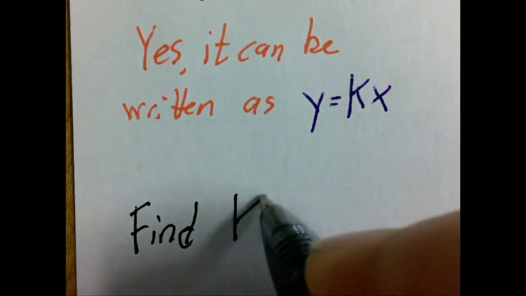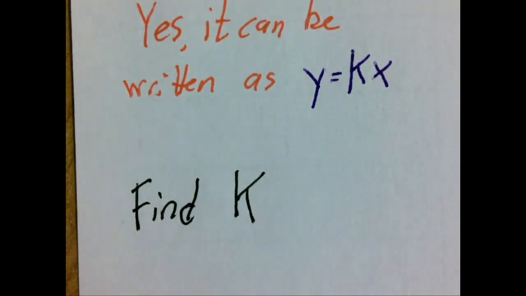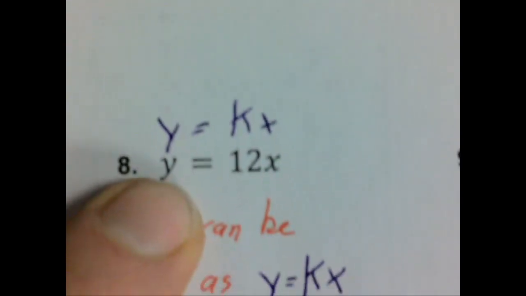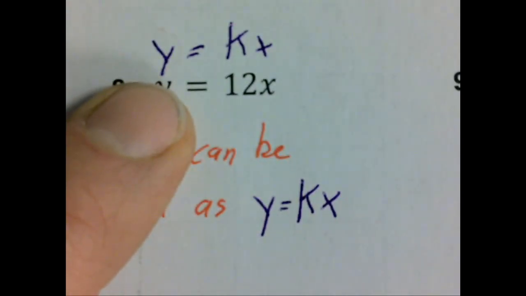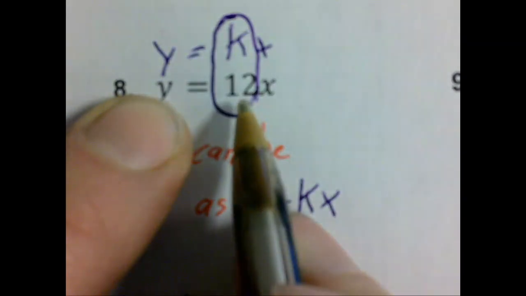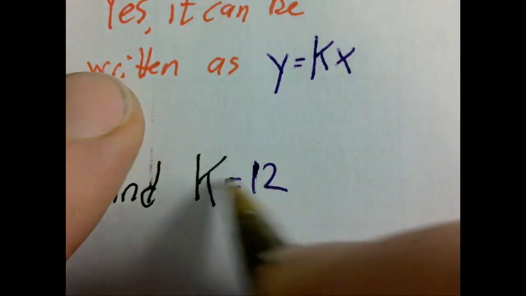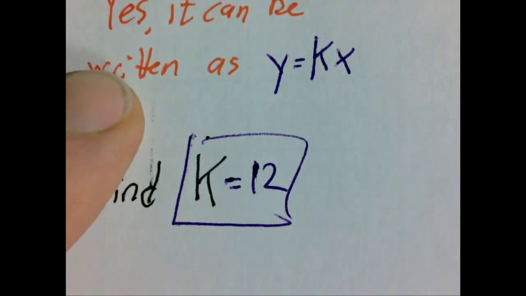So as you and I are doing this together, please write down find k. When you do it on your own, you only need to say that k equals whatever number it is. So here's the nice thing. K is the coefficient. K is the number in front of x. K is the number being multiplied by x. So in this case, what number is being multiplied with our x? 12. That's it. So you just tell me that k equals 12. No extra work, no nothing.